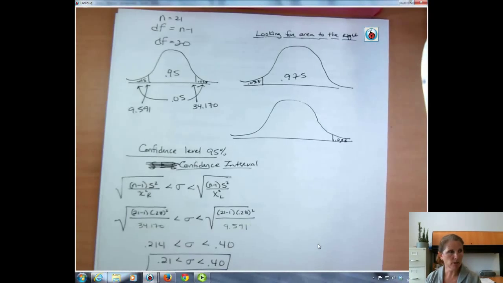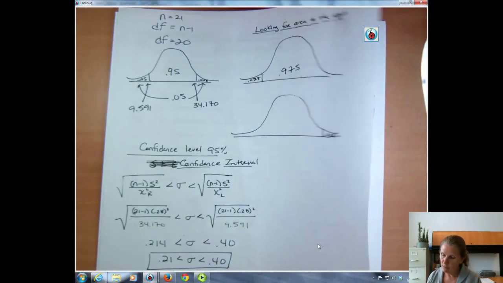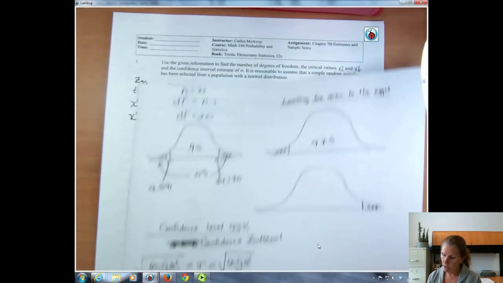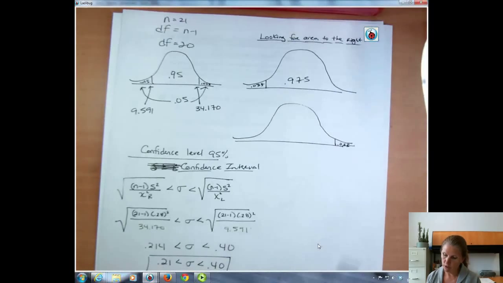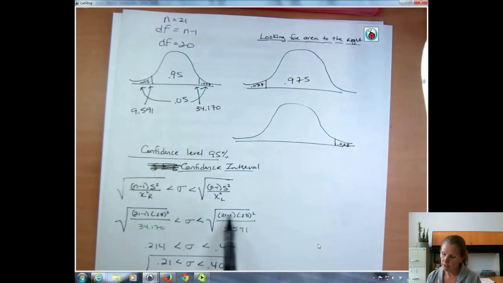So if I plug in the numbers that I have here, 21 minus 1 is just 20. So you could just plug in your degrees of freedom straight there. And then our 0.28 squared, where did that come from? Well, that was given in the problem that s was 0.28. So I put that in for my s to the second power. And then I have the chi-squared to the right, and that was the 34.170. And then the right-hand side, same thing on the top, and on the bottom I have my chi-squared on the left, which was 9.591. So you put that into your calculator and do the calculations.